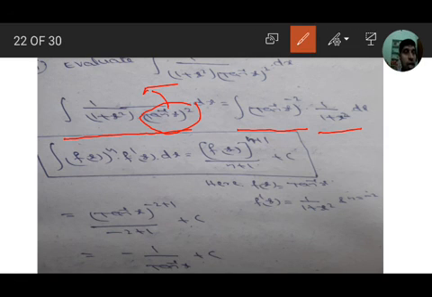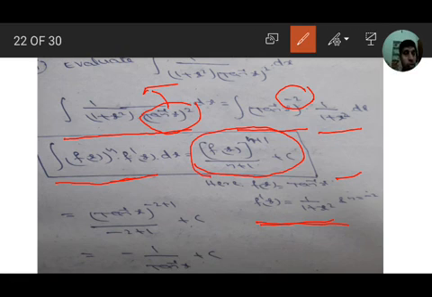Here the function f of x equal to tan inverse x, whole to the power of n, and its derivative f dash x equal to 1 by 1 plus x square, and n equal to minus 2. So we have the formula: integration of f of x whole to the power of n into f dash x dx equal to f of x whole to the power of n plus 1 by n plus 1 plus c.